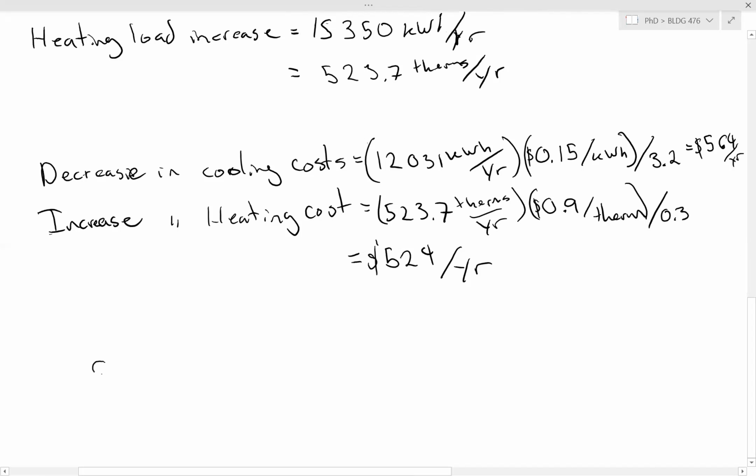So our cost savings is 564 minus 524. And that's equal to $40 per year.